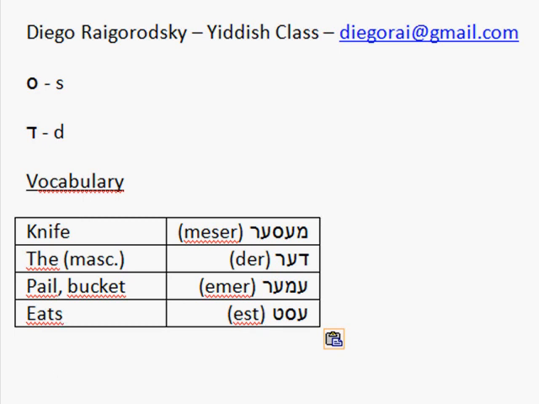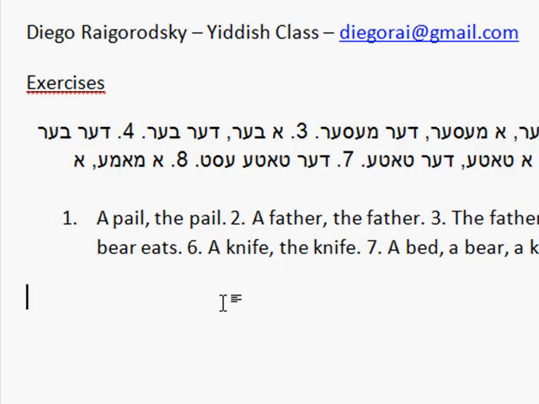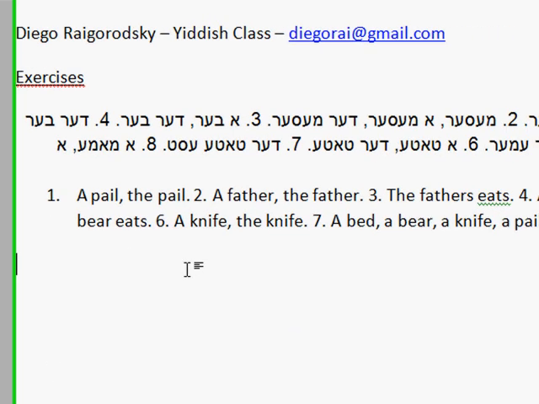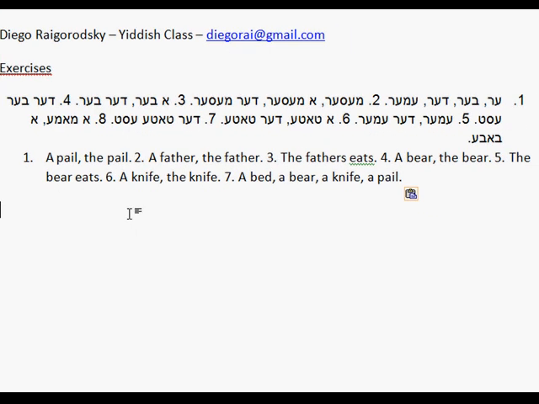Are you ready for the exercises? So here you have the exercises for these two new sounds and these vocabularies. Now you can see that we have some bigger sentences, like in 7 here, "der Tate est". We are getting to more interesting things.